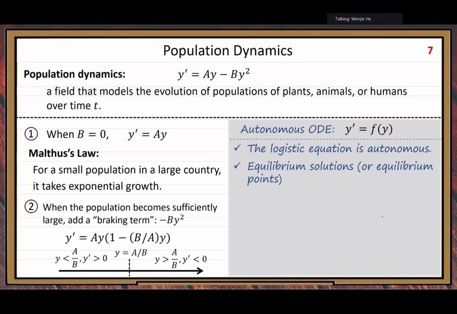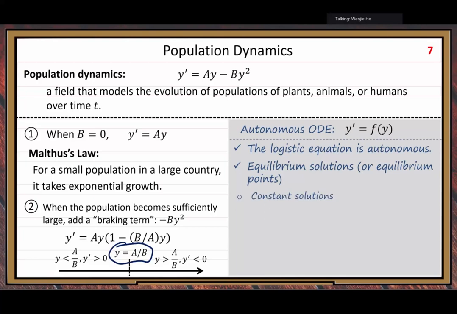Another equilibrium point is y equals a over b. Y is this constant. Look at that. If y takes this constant, then y prime equals 0. No change, right? So that's the second equilibrium point. Two equilibrium points here.